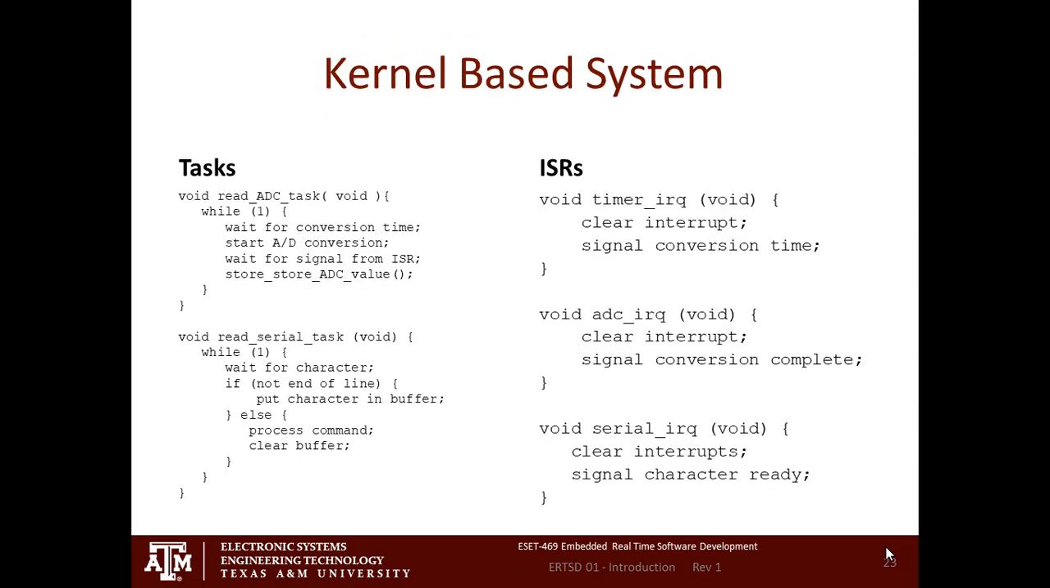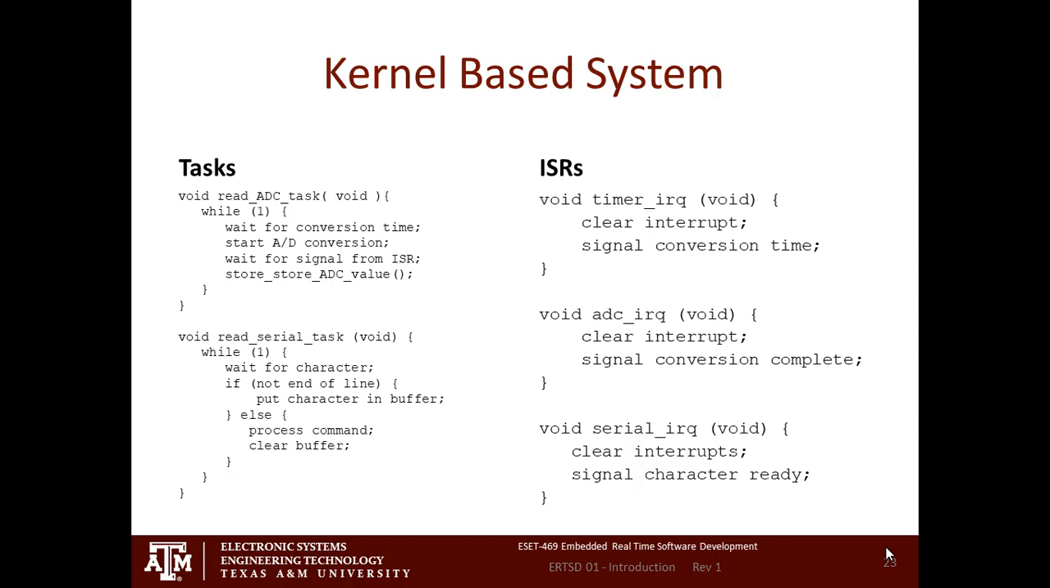So, same example here. In a kernel-based system that is doing this A to D and printing out the A to D, basically I've got 2 tasks. I've got my A to D converter task. And what that A to D converter task is going to do, you can see the pseudocode there. While 1, I wait until it's time to do a conversion. Then I start the A to D converter. I wait until I get a signal that says the A to D conversion is complete, and I store the value. That's all it does. That's a pretty easy piece of code to understand, right? Just going off and reading it, storing the value.